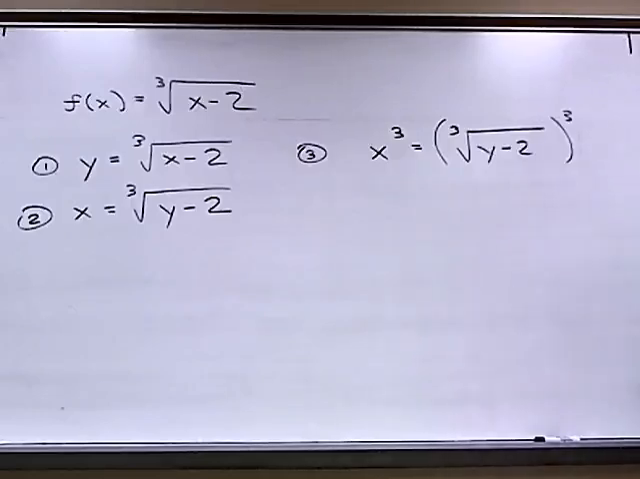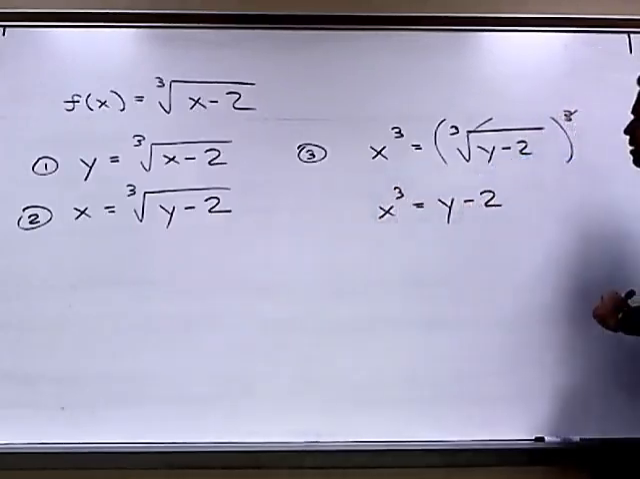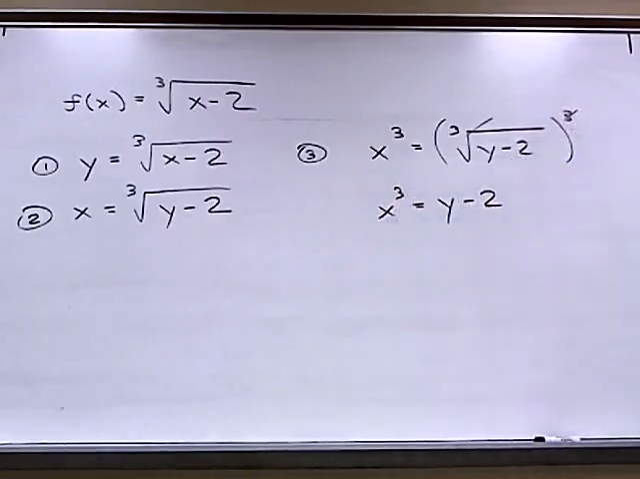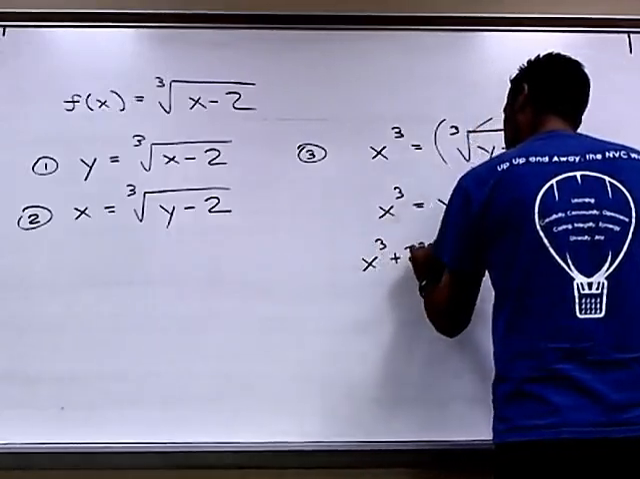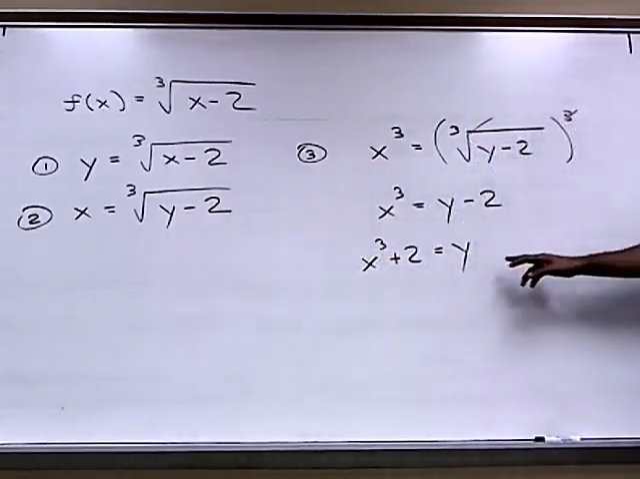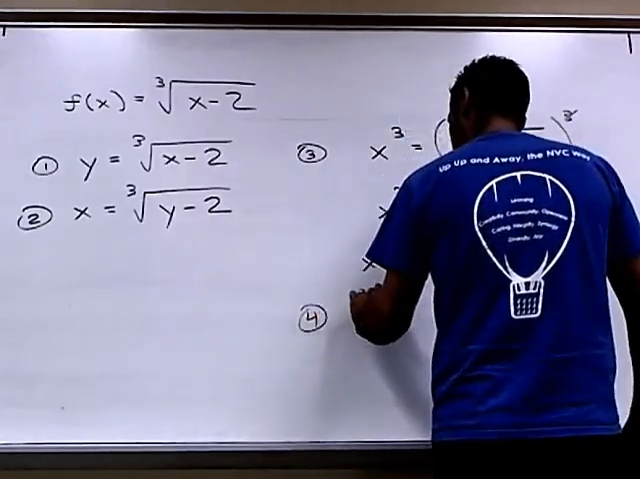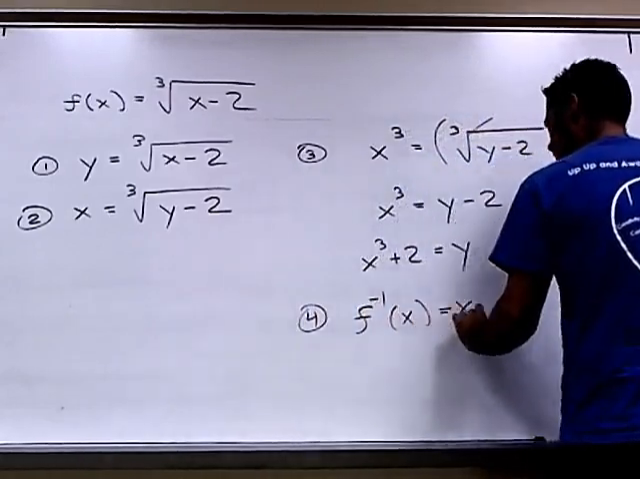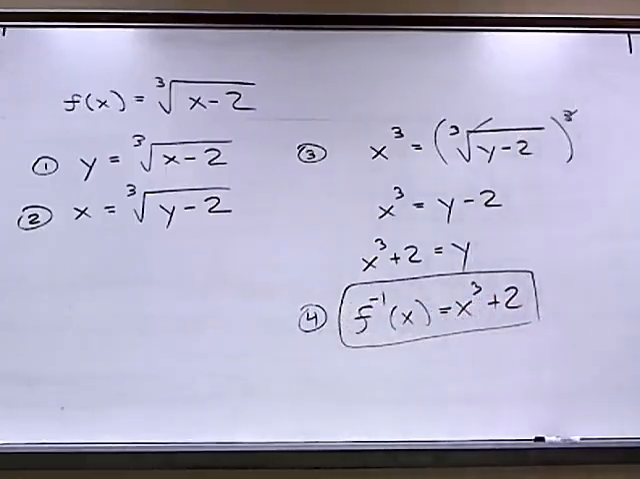So cube both sides. When I cube a cube root, they go away. And so you're left with just x cubed equals y minus 2. And now you almost have y by itself. You just add 2 to both sides. And you're there. That make sense? And then replace your y with f inverse, and you're done. So the fourth step, f inverse of x is x cubed plus 2. That's it. Okay.